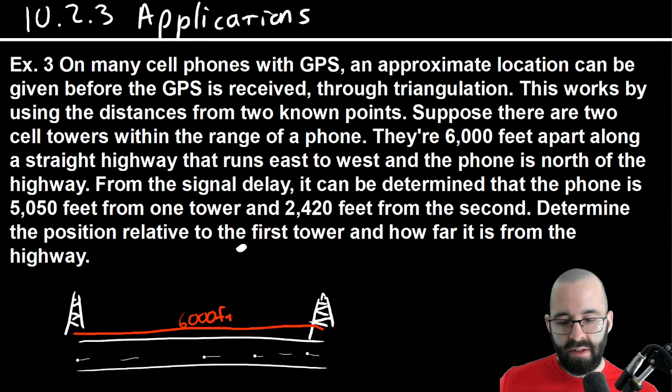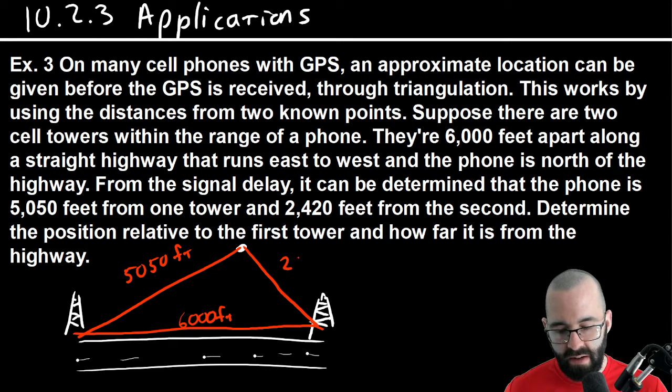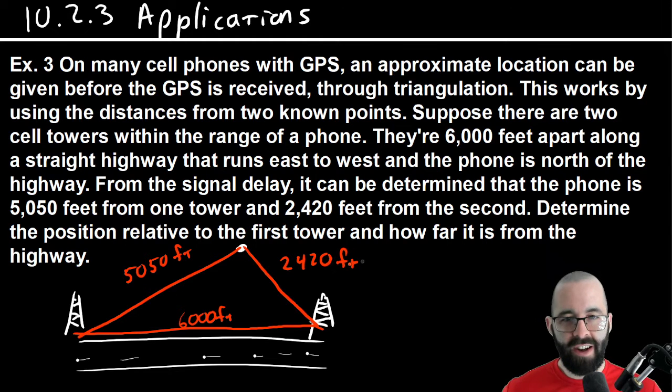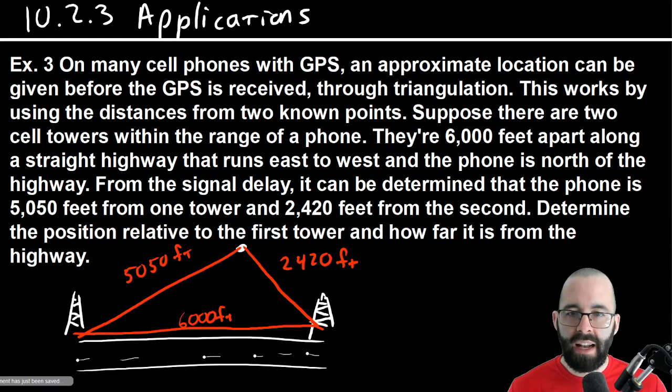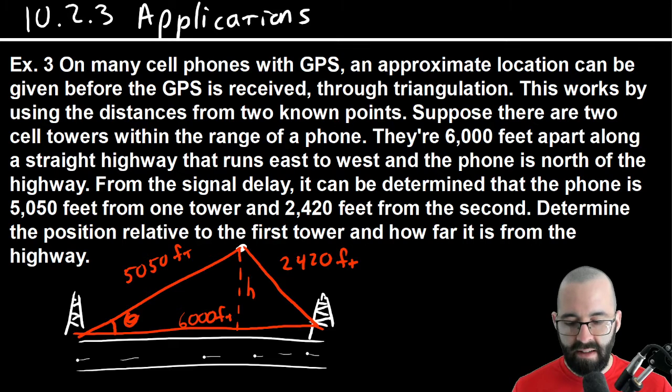Great. So from the signal delay, it can be determined that the phone is 5,050 feet from one tower, and 2,420 feet from the other one. Hey, we have a triangle. A side-side-side triangle, SSS. Determine the position relative to the first tower and how far it is from the highway. The position relative to the first tower is going to be an angle. How far it is from the highway is this distance. That's the height.